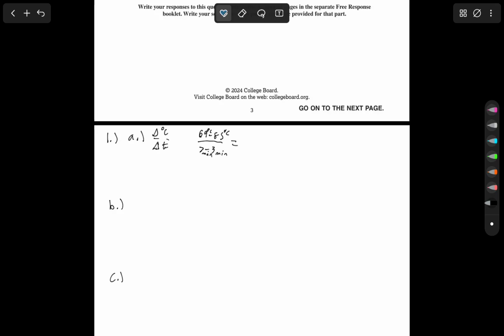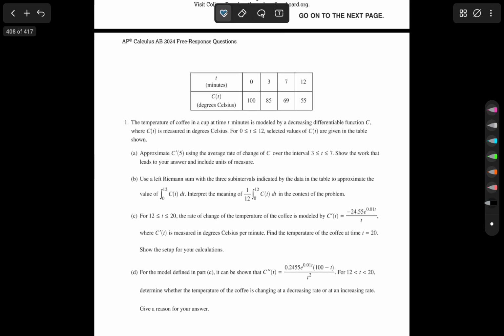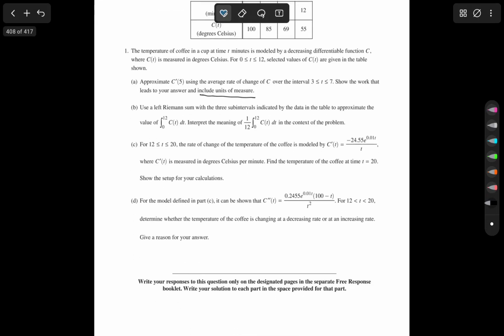If you punch this into your calculator, which I highly recommend you do, it just saves you some time working out the arithmetic, we get negative 4 degrees Celsius per minute. It's important that you include units, especially if it's specifically asked for, like include units of measure in your answer.